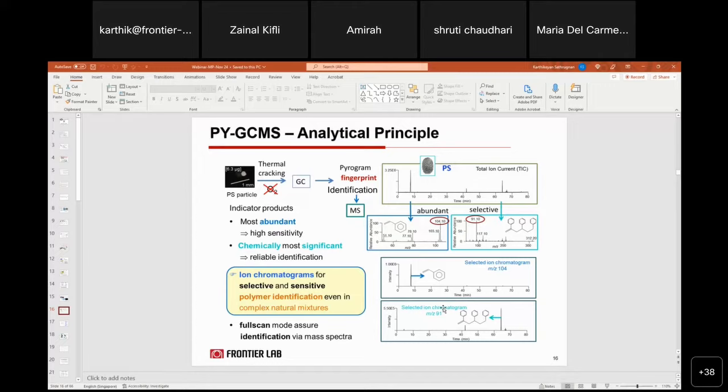For each polymer, we look at the mass spectrum, and from there we identify the marker ions that can be used for identification, confirmation, and quantification.